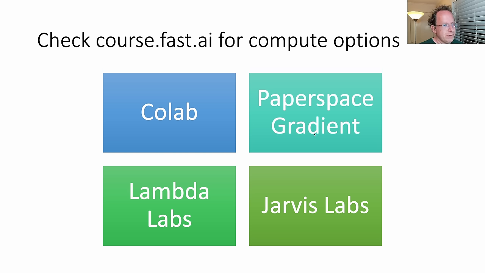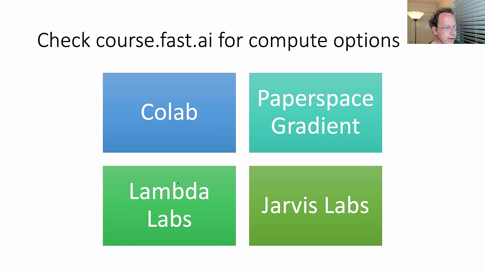Again, the thing is, this is all going to change a lot. I don't know, maybe people will make Paper Space Gradient have to change their pricing too. So check course.fast.ai to find out what our current recommendations are. Now, Lambda Labs and Jarvis Labs are also both good options. Jarvis was created by an alum of the course and has some really fantastic options at a very reasonable price. And a lot of Fast AI students use them and love them.